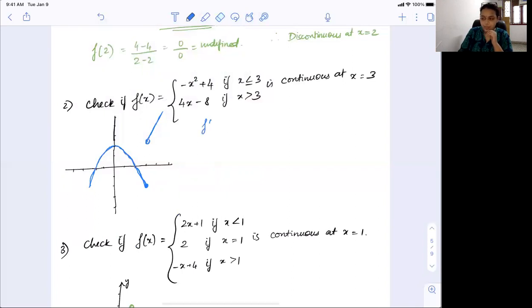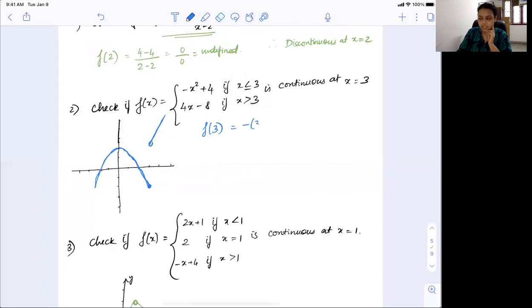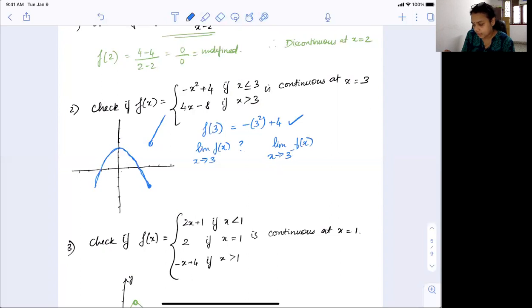Let's do the steps. Is f of 3 defined? Yes, f of 3 is given by minus 3 squared plus 4, so it is defined. Now, does the limit of f of x as x tends to 3 exist? Well, what's the left-hand side limit? As x tends to 3 from the left-hand side, which is where we're moving in this direction, if I approach 3 from that side, it's going to be minus 9 plus 4.